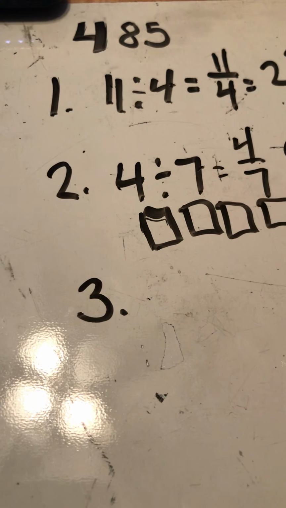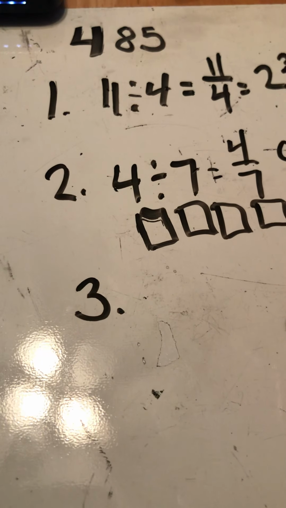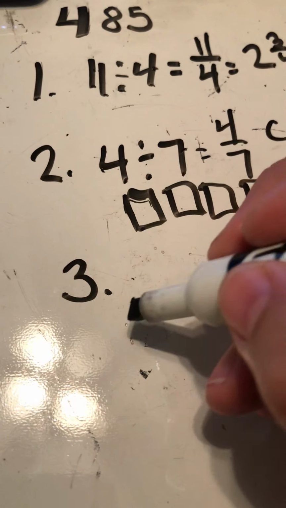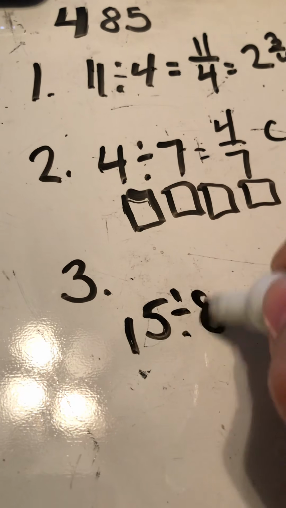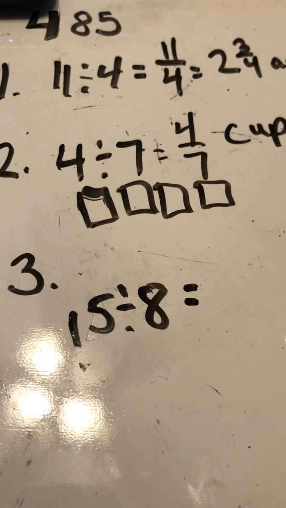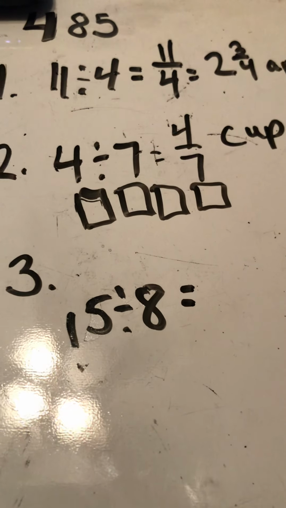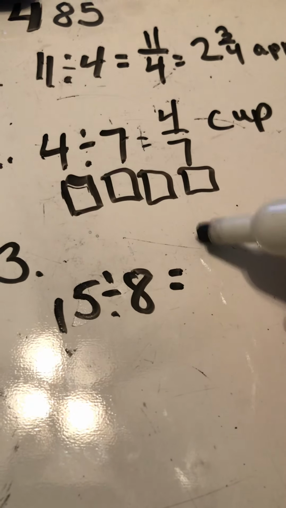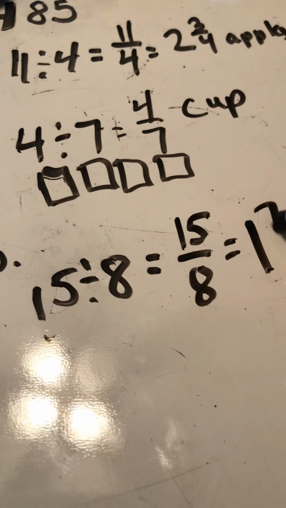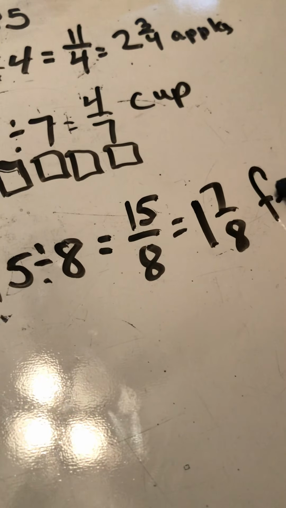Number 3. Tavon has 15 feet of fabric, which he wants to cut into equally sized pieces to make 8 napkins. How many feet of fabric will he use for each napkin? So here we have 15 divided by 8. Because we have more fabric than pieces or napkins that he wants to use, then we would have a mixed number again. And we'd get 1 7/8. And the answer would be feet.